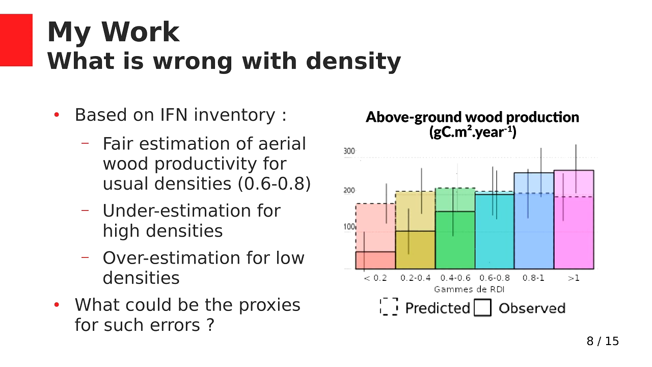On the horizontal axis, we are going from free growth density, which is relative density index equals 0, to self-thinning density, which is relative density index equals 1. The dashed boxes represent the value estimated by the model, and the solid boxes the value measured. The question is, what could be the proxies for such deviation?